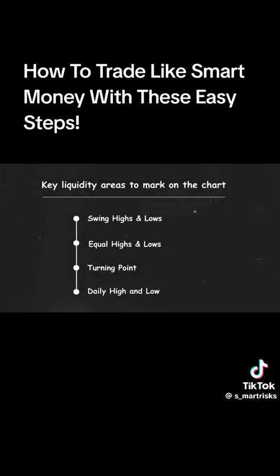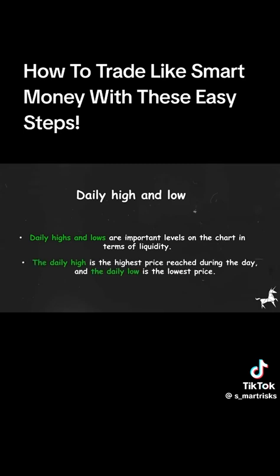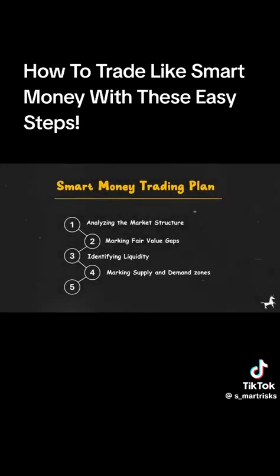Daily highs and lows are also important liquidity levels. The daily high is the highest price reached during the trading day, while the daily low is the lowest. These levels often draw a lot of trader activity, with many placing their stop-loss orders or pending orders around them, making them rich in liquidity. Now that we have discussed the important liquidity zones that need to be marked on the chart, let's move on to the next concept: marking supply and demand zones.